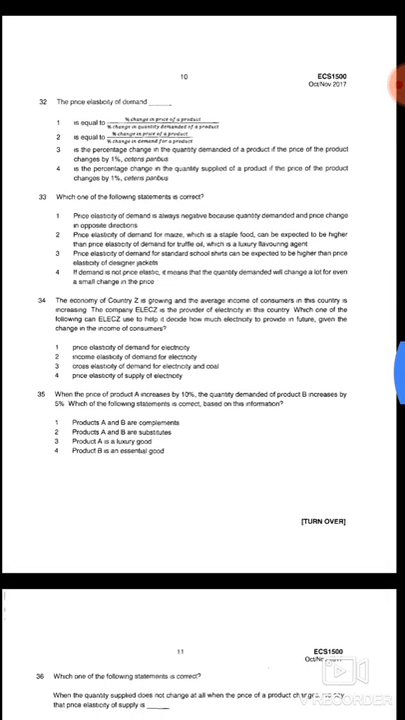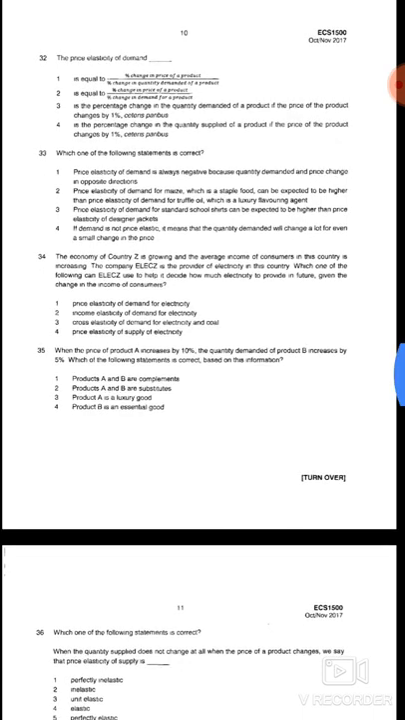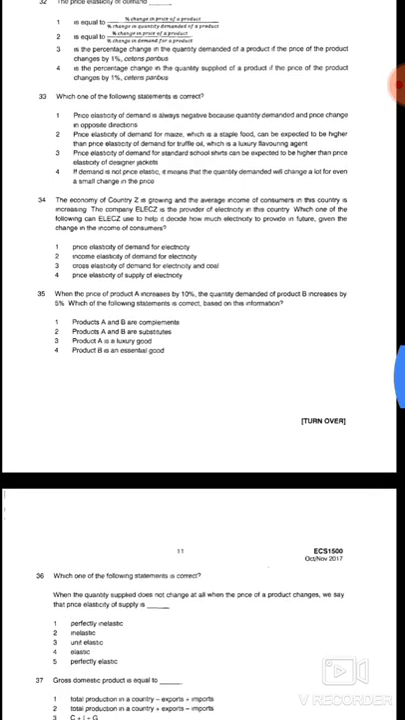Let's move to price elasticity of demand. Price elasticity of demand measures the percentage change in quantity demanded over the percentage change in price. So option number 1 and option number 2, they are definitely wrong. So let's look at option number 3. Is it the percentage change in the quantity demanded of a product if the price of the product changed by 1%? So it's option number 3.